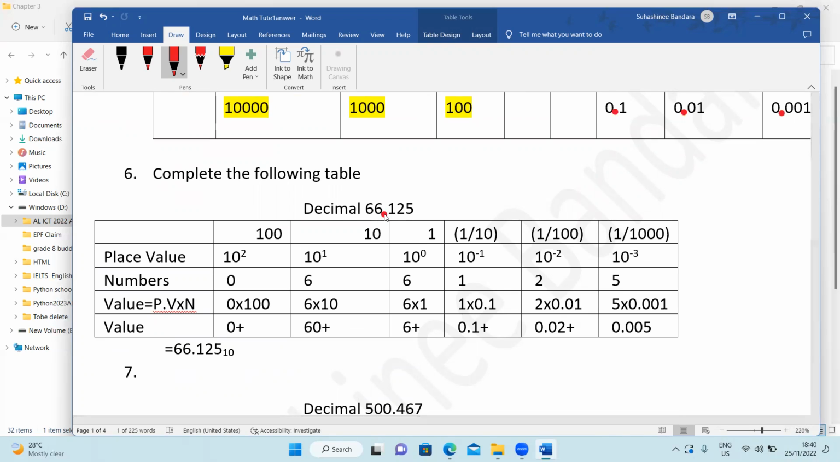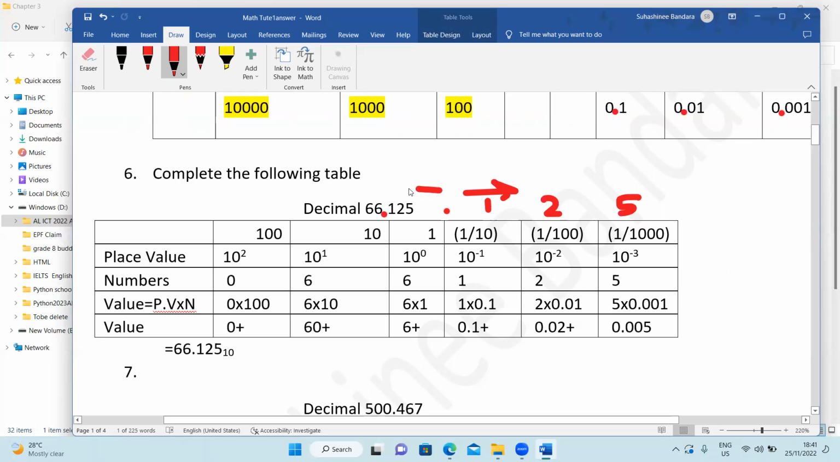Okay, so the decimal point. Just look at this number, 66.125. Now you have to keep in mind, we are going to start from this point. On this side, we take 1, 2, 5. So 1 we are going to multiply by 10 to the power minus 1, that means 1 divided by 10, which is 0.1. Then this 2 is going to be multiplied by 0.01, and this one by 0.001. Likewise, we can take the multiplication.